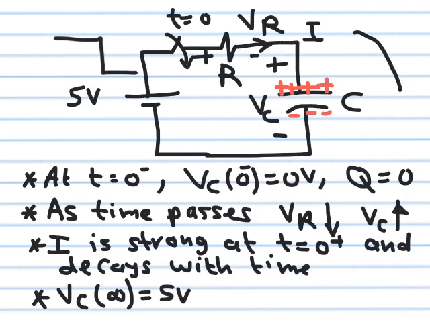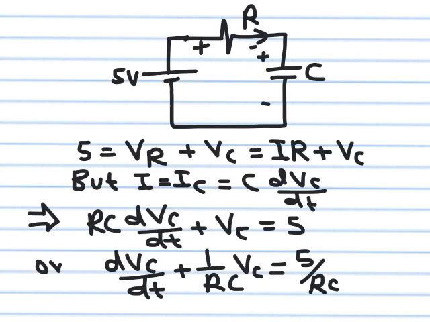They are not really DC anymore. Okay. We already discussed the behavior of this circuit qualitatively. Let's try to do it quantitatively. If you apply KVL, you see that 5 volts is equal to VR plus VC. Okay, this is the expression for KVL.